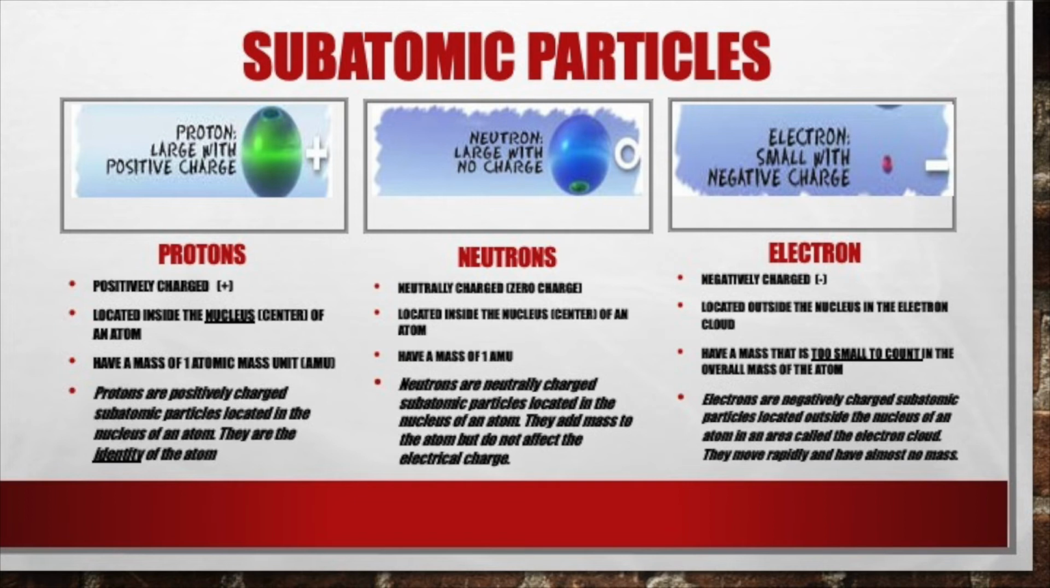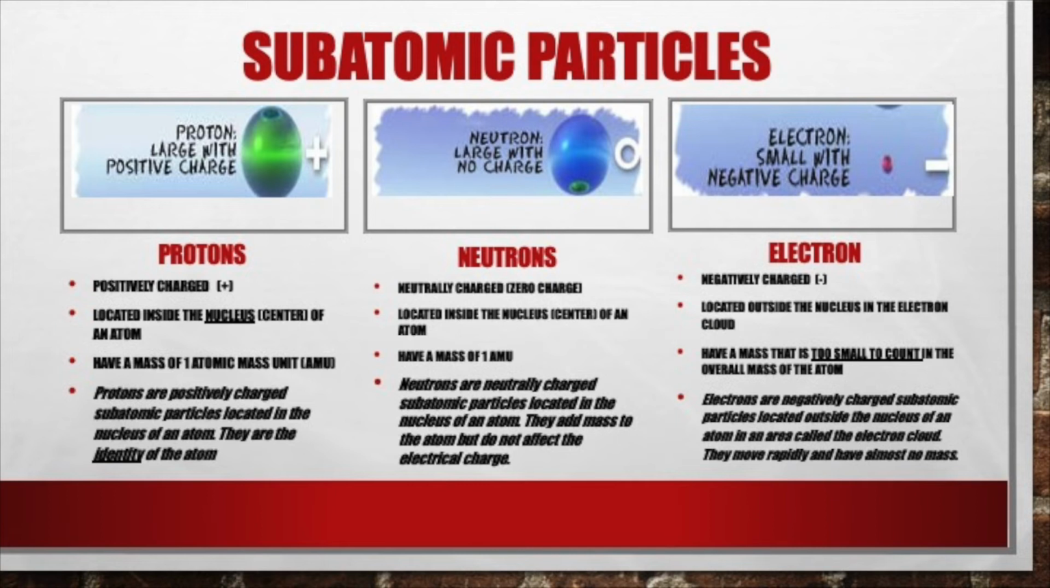Also in the nucleus, we have the neutrons. They are neutrally charged, meaning no charge, 0 charge. They have a mass of about 1 AMU. They're about the same size as the protons. And they add mass to the atom, but they do not affect the charge of the atom or the identity. So the number of neutrons can often vary from atom to atom, but the number of protons will stay the same if it's the same element.